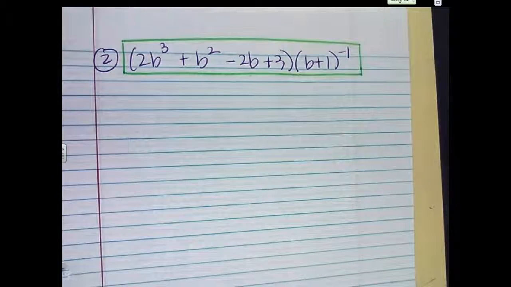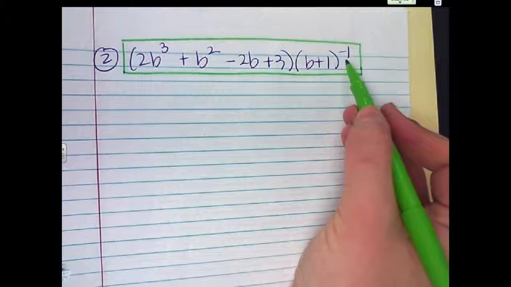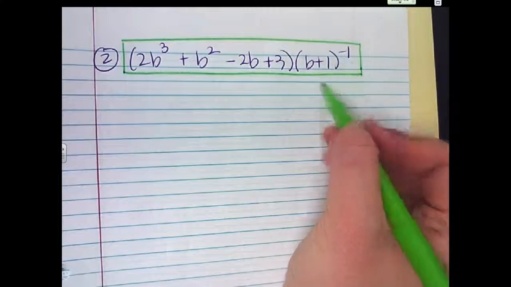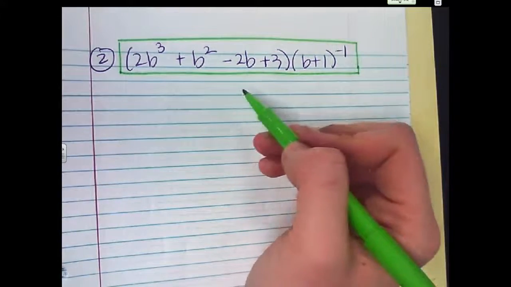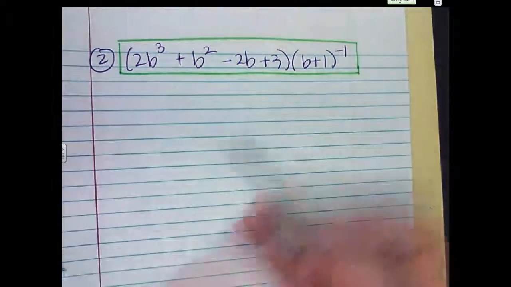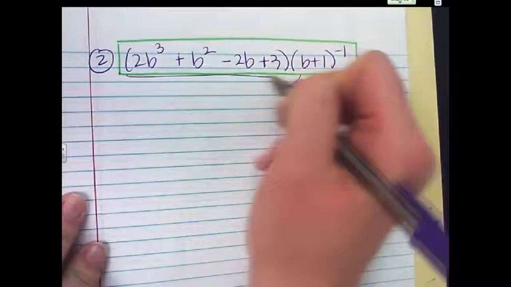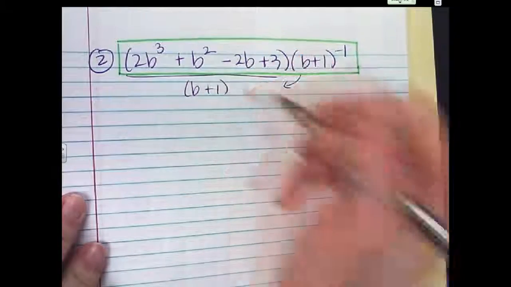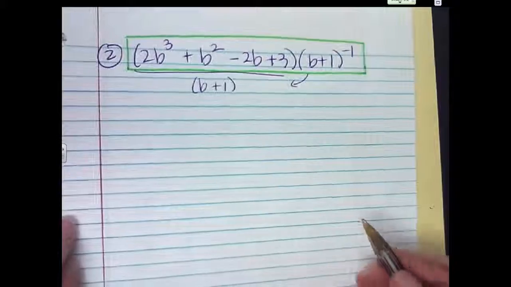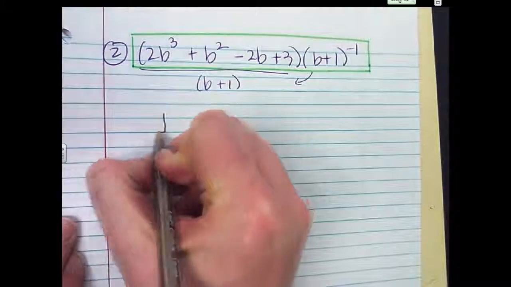What does that negative exponent do? Yeah, it gets divided. So same type of problem, don't let it confuse you. This just gets divided, and now it's under here, b plus 1. So nothing different. Okay, so let's set up synthetic division.